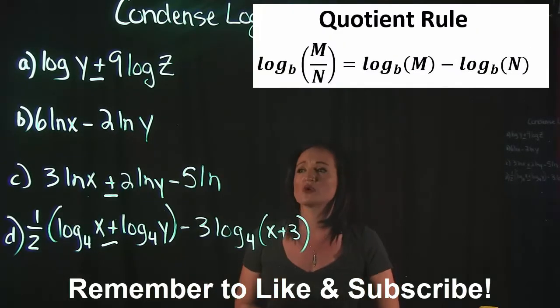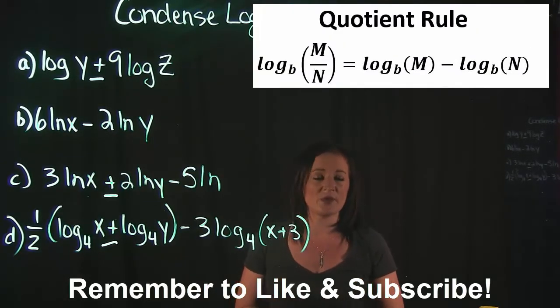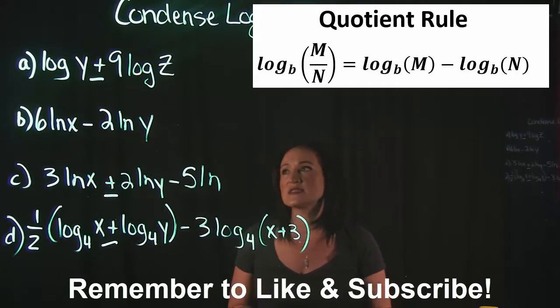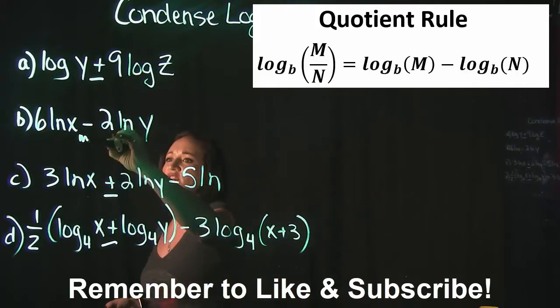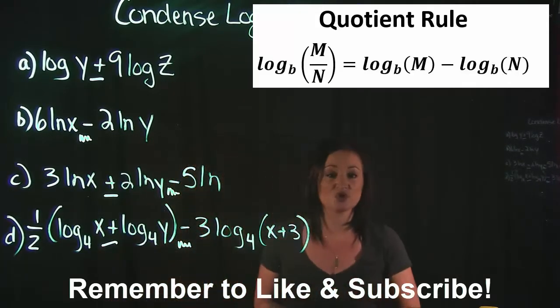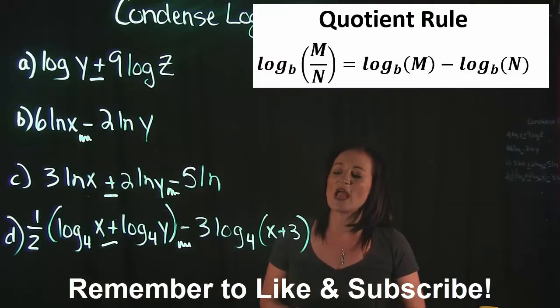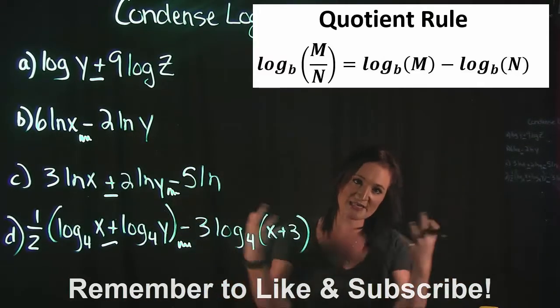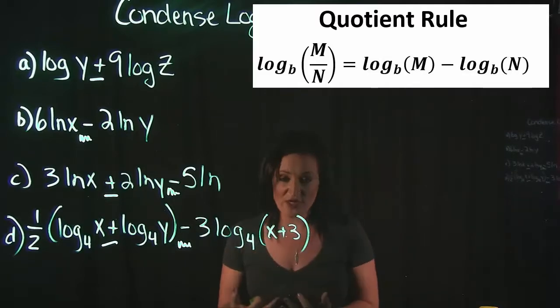The quotient rule, so the quotient rule applies to division, and the way that we use that is that correlates to subtraction symbols here. So anytime we see subtraction symbols, we're using the quotient rule. So we're able to take that subtraction and condense it down using a division.